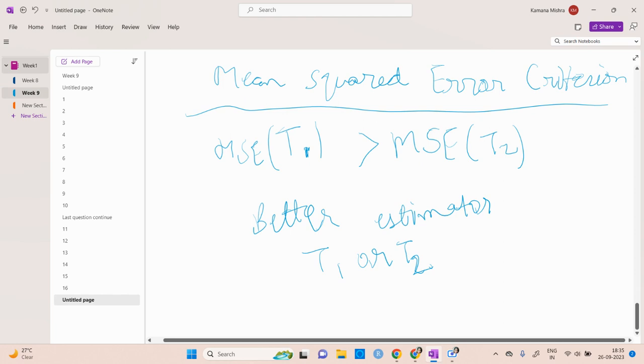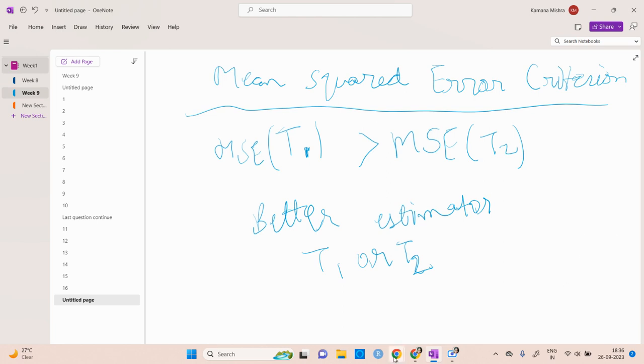MSE means error. Error means how much T1 is deviating from the real value, and how much T2 is deviating from the real value. Which one do you think is a better estimator, T1 or T2? I'm giving you 1 minute to think, and then I'll tell you the answer. Any guesses at least? Or maybe you can write in the message also. I'll check it.